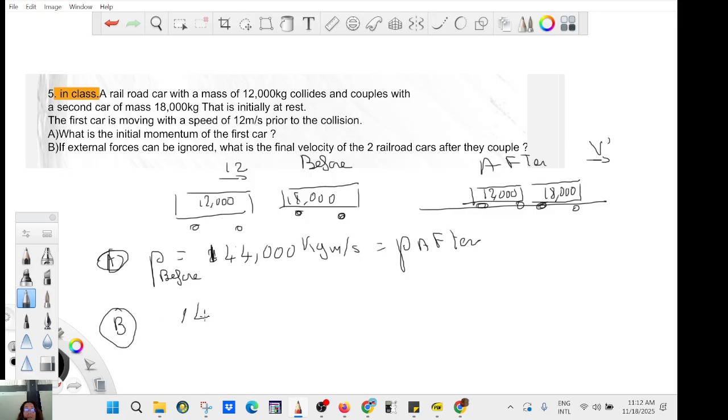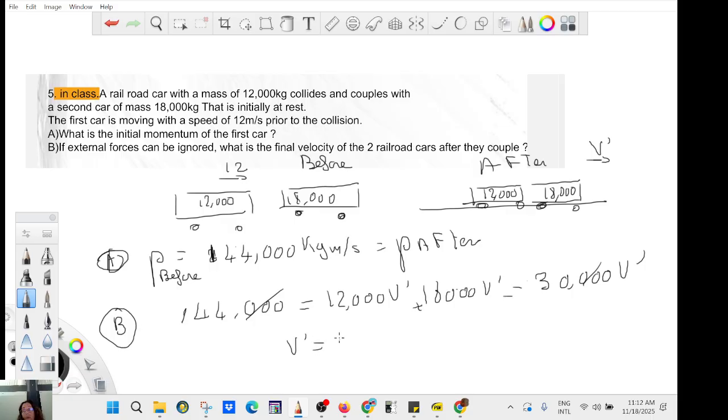So the total momentum after equals 144,000, and you have 12,000 kilograms plus 18,000. Yes, so 30,000 kilograms. So V prime equals 144 divided by 30, which is 4.